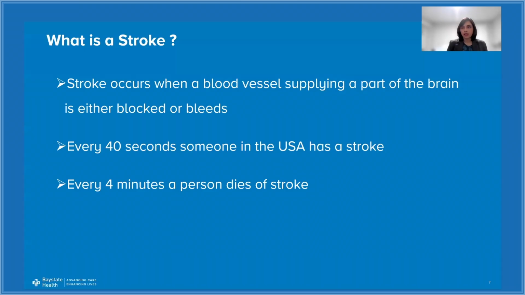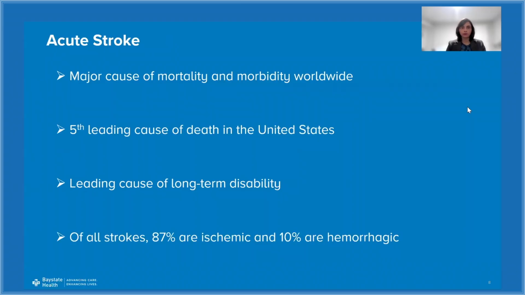So what exactly is a stroke? A stroke occurs when a blood vessel supplying a part of the brain is either blocked or bleeds or bursts. Every 40 seconds, someone in the United States suffers a stroke. Every 4 minutes, a person may die of a stroke. That's why it's really important to know what the warning signs and symptoms are if someone presents with a stroke, and what to do in such a situation.